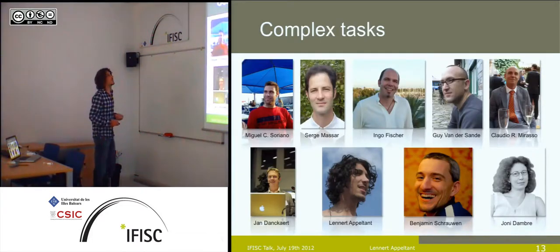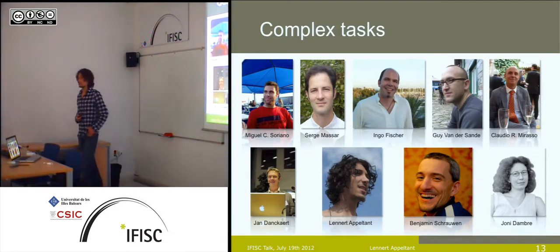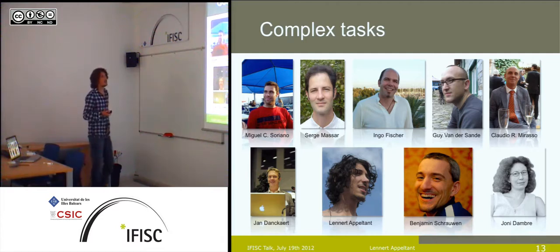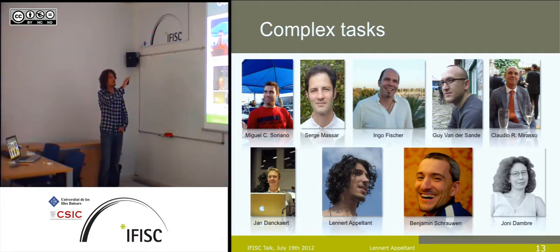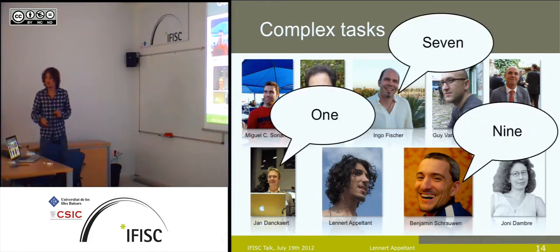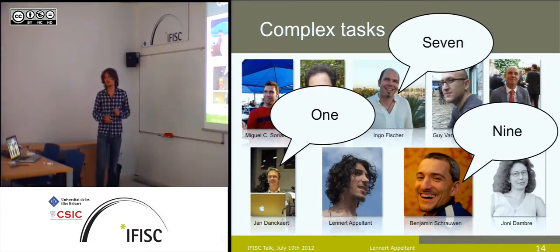Now, which are the complex tasks that I have in mind? Here you see the pictures of some of my co-workers. I'm sure you recognize some of them. And we could, for example, do facial recognition, even though some of these people look more serious than others, and some are smiling, some are not smiling, and so on. We could try to recognize their faces, but that's not what we're going to do. What we want to do is we want to make them say things.